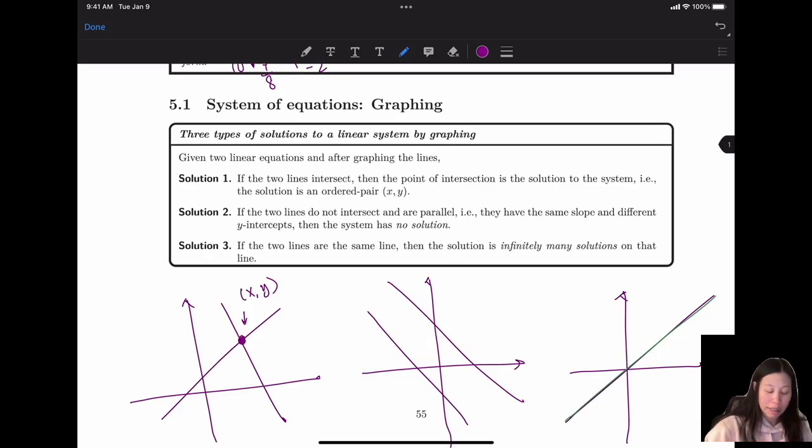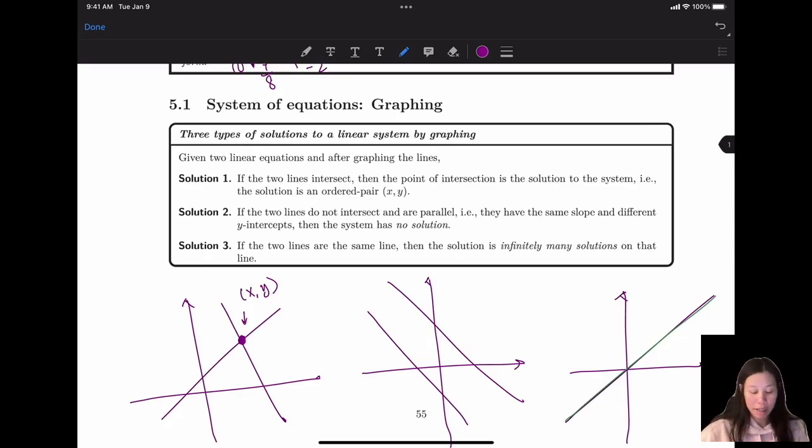I'm going to say this again: because the point is on both lines, the first line and the second line, that's why the point is the solution of these two linear equations.